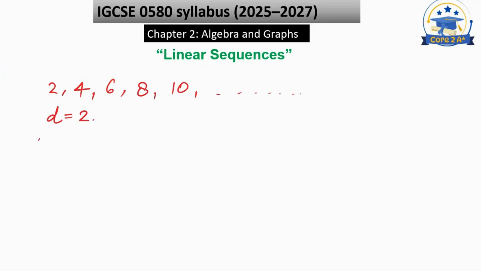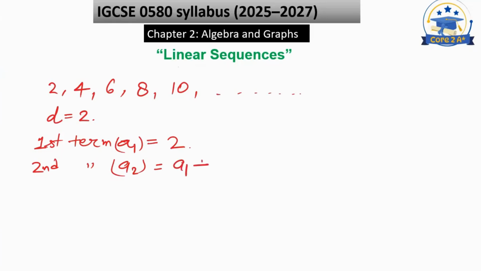Okay. A1, your first term, is 2. No confusion so far. The second term is your A2. How can we get A2? Just think about it. If I add D, the common difference, to the first term, can we get the second term or not? Yes, we can. A1 plus D.